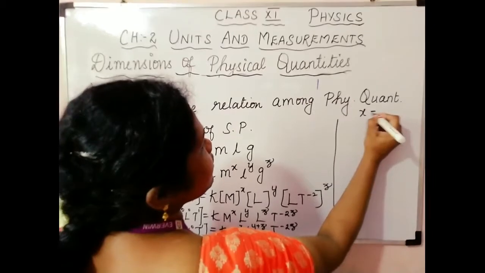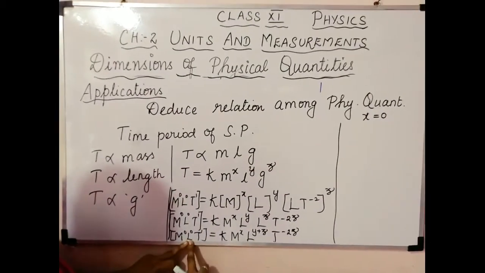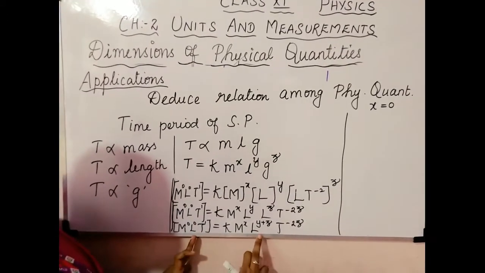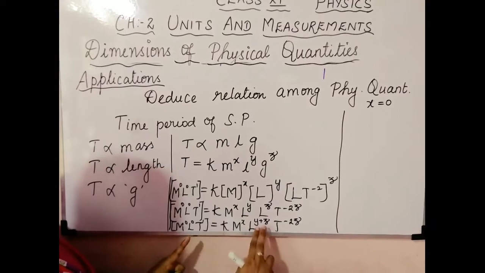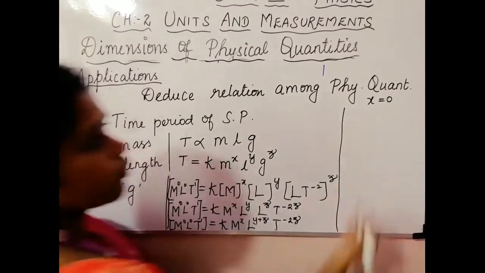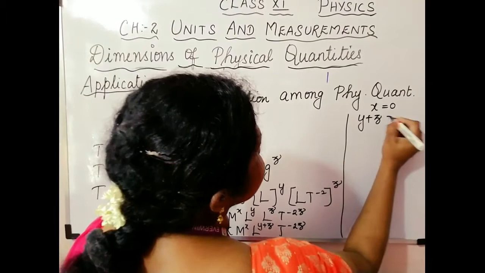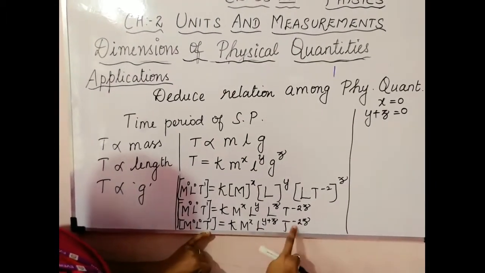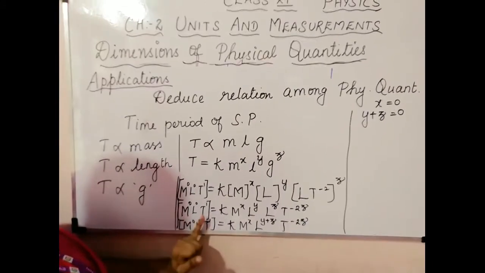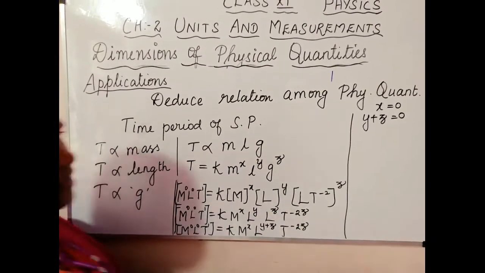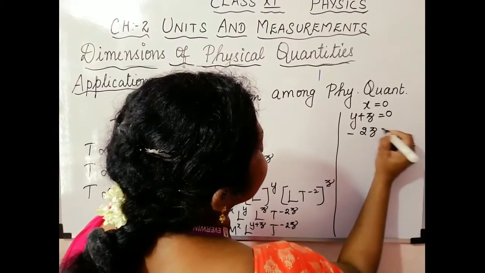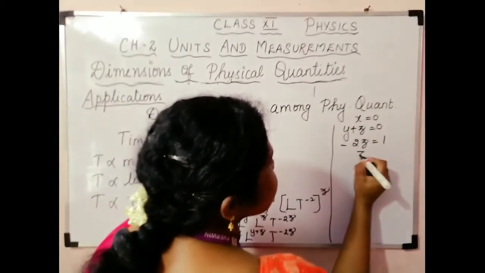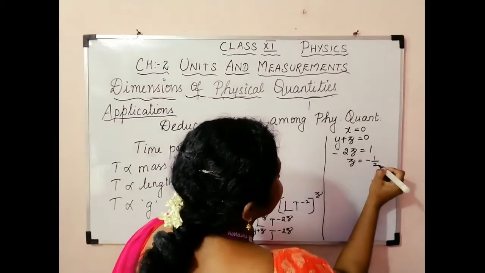X is equal to 0. Then the L term: L power 0 on the left hand side, but on the right hand side L power y plus z. So y plus z is equal to 0. And for T, T power 1 on the left, T power minus 2z on the right. So minus 2z is equal to 1. So from this, z is equal to minus 1 by 2.